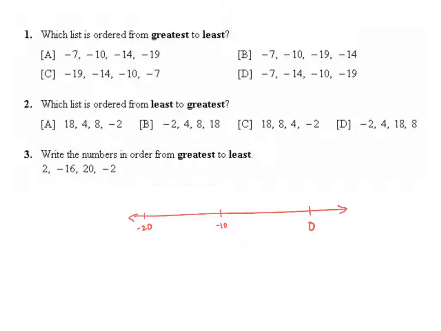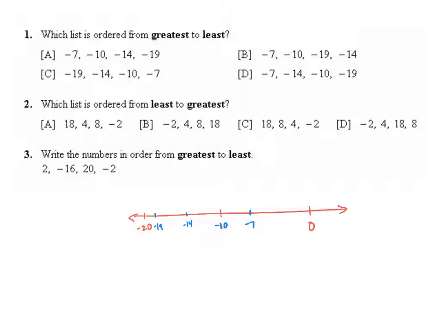So our list has -7, that'll be somewhere right over here. -10, I'll go ahead and cover that up, -10. -14, somewhere right in here. And then -19 over here somewhere.